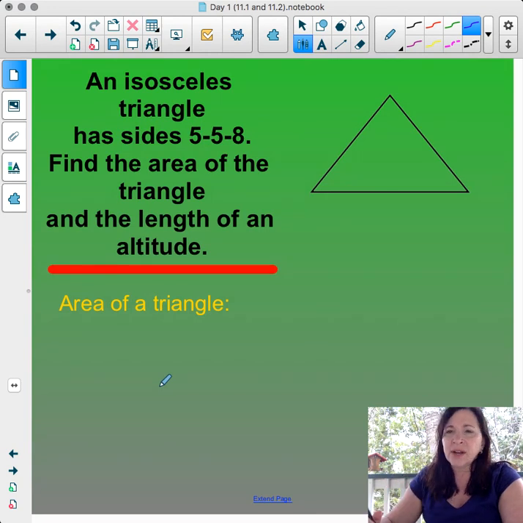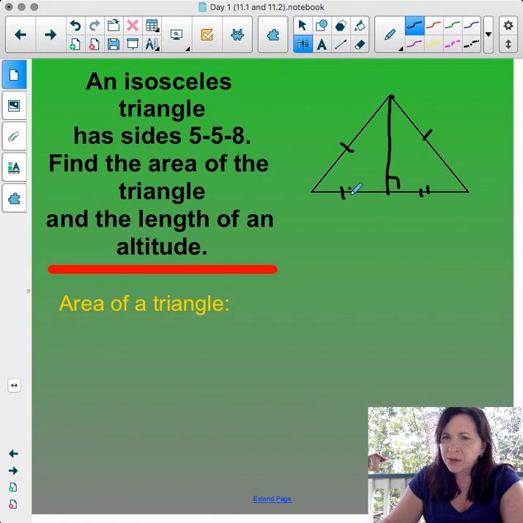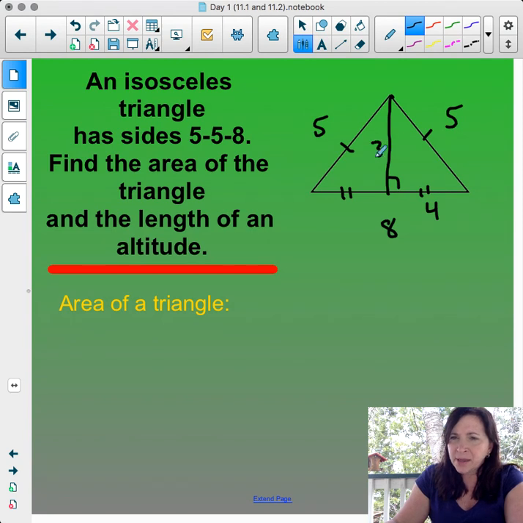Now, this is an isosceles triangle. And in an isosceles triangle, you're going to have 2 sides congruent, which makes the base angles congruent. And if I draw in my altitude, which is perpendicular here, not only does it cut this in half down here, but it is also perpendicular. It says that my sides are 5, 5, and 8, which makes this 4, which actually makes my altitude 3.